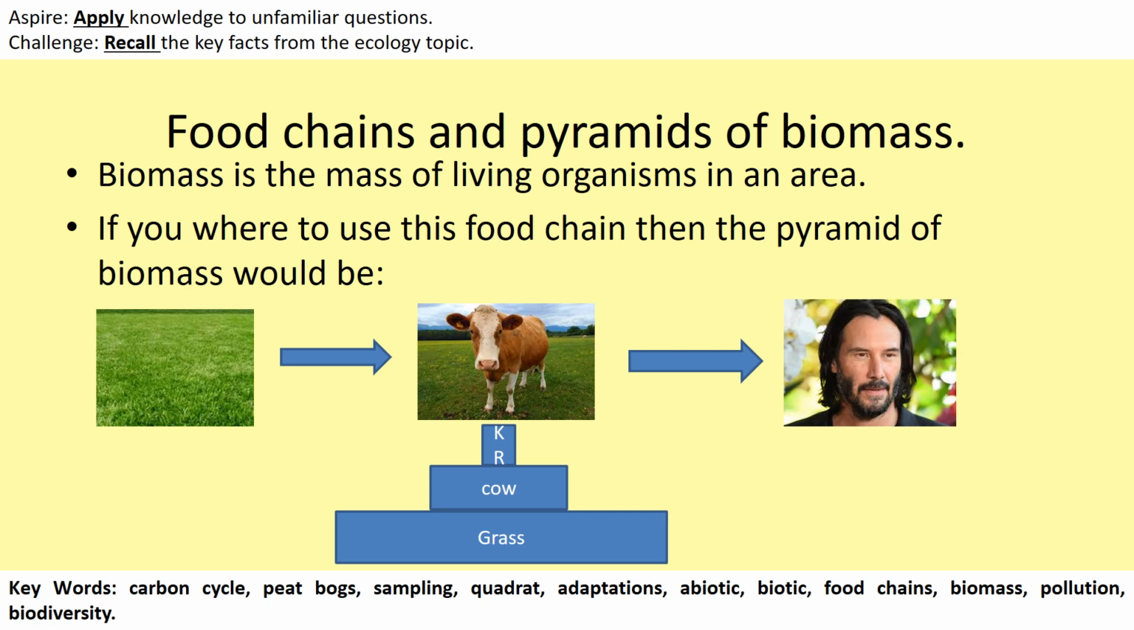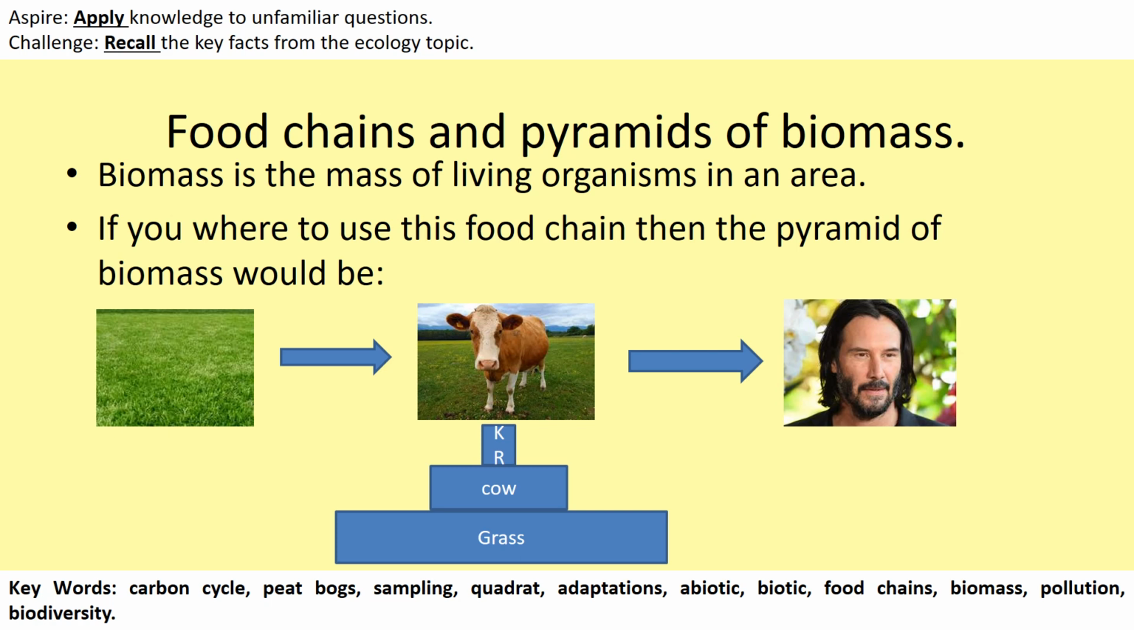And then biomass. Biomass is the mass of the living organisms in an area. So if you look at the food chain that I've made here, then for the pyramid of biomass, you put the grass at the bottom because it's the producer, and then the cow, and then the human, Keanu Reeves in this case again. In the exams, please make sure that you do label each part of the pyramid of biomass, because people often lose out because they haven't put the word grass where the grass is, etc. So please make sure you do that.